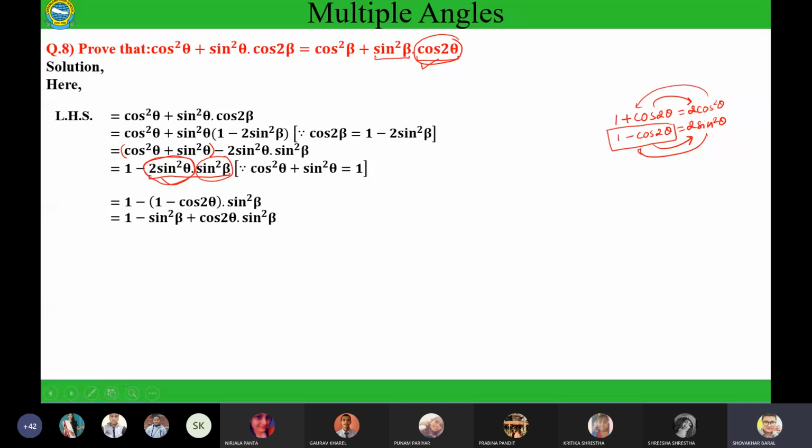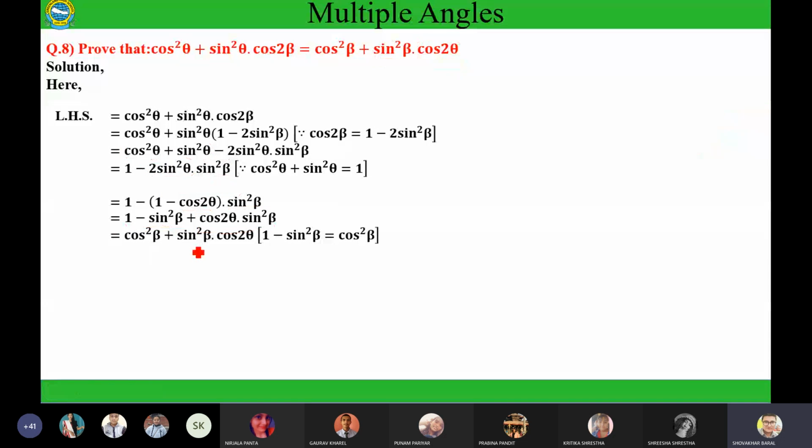Let's simplify it further. It will be 1 - ... Many people make mistakes in multiplying this. Here it is minus into 1 minus 1 into sin square beta, minus sin square beta, minus minus plus cos 2 theta into sin square beta: cos 2 theta sin square beta. Okay, we are about to reach the solution. So 1 minus sin square beta. See, here we have got this result: cos 2 theta and sin square beta. Okay, so what you can do here is change this: 1 minus sin square beta is cos square beta.